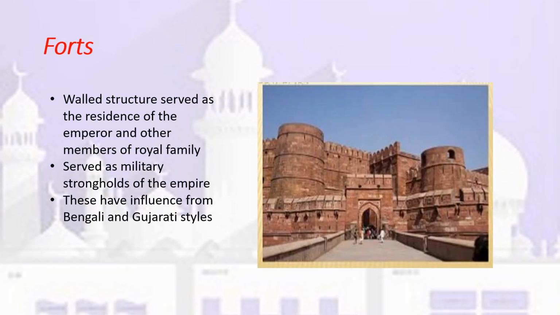Forts were walled structures that served as the residence of the emperor and other members of the royal family as well as military strongholds of the empire. Akbar built a palace cum fort complex at Fatehpur Sikri near Agra, and Shah Jahan undertook construction on a large scale. Agra Fort stands as one of the best examples of the architectural monuments of the period, where many structures were built deriving influence from Bengali and Gujarati styles.